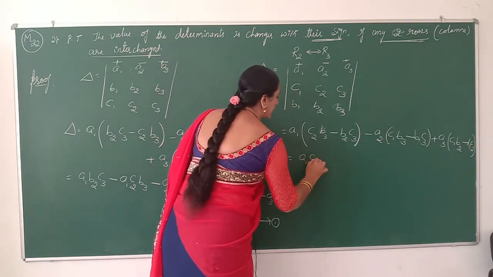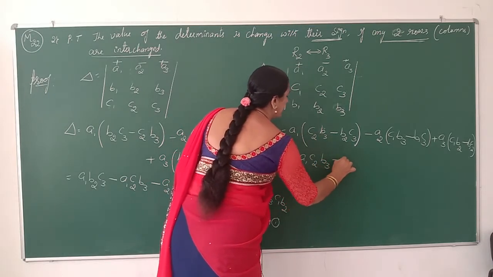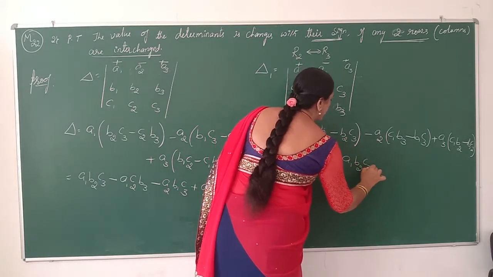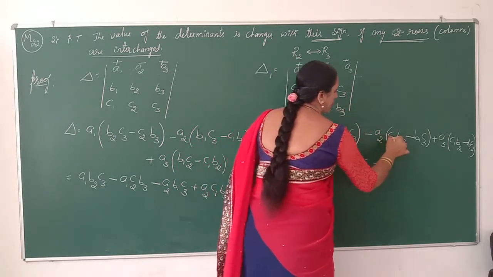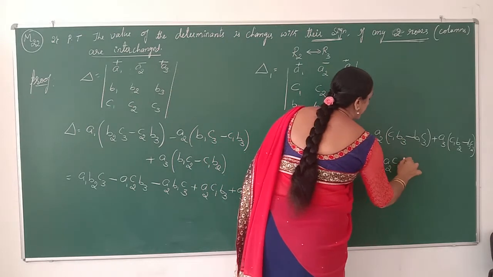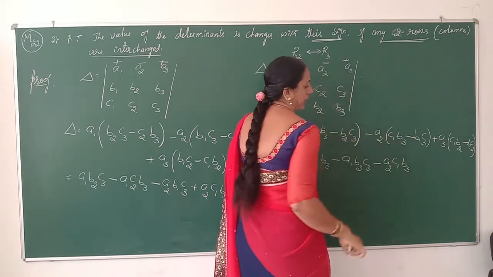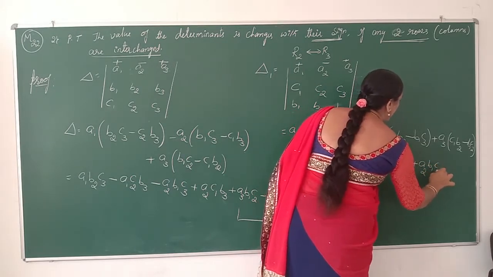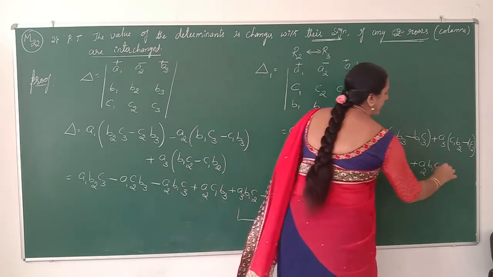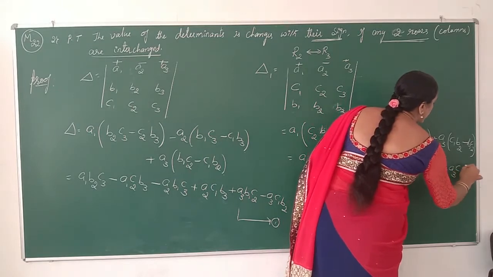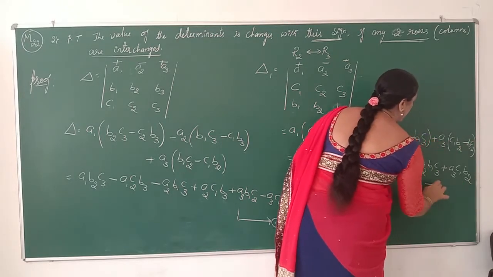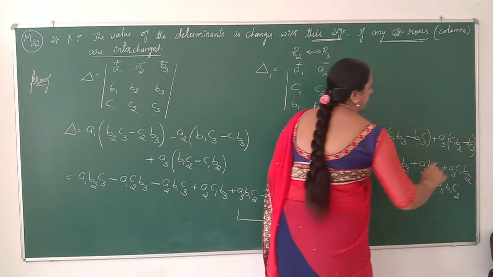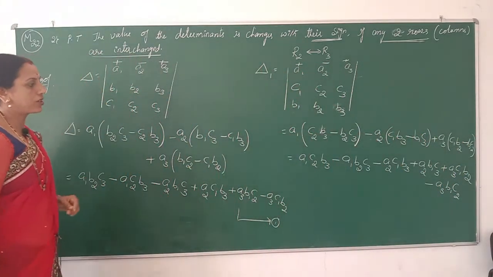A1 C2 B3 minus A1 B2 C3 minus A2 C1 B3, minus into minus is plus A2 B1 C3, plus A3 C1 B2 minus A3 B1 C2. That is the expansion of delta 1.